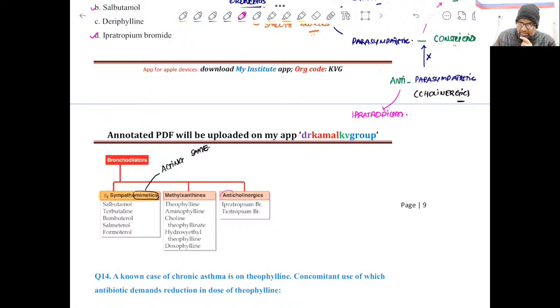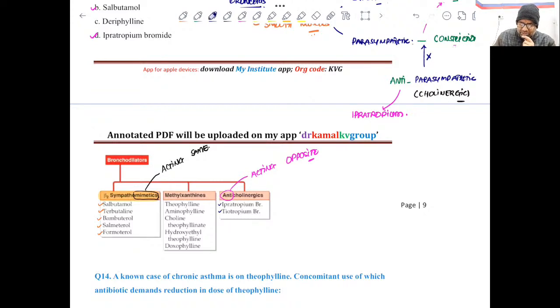Anticholinergics. Now, anti means acting opposite. So I think this will help you in understanding why we use beta-2 sympathomimetics or why we use anticholinergic in bronchial asthma, right? The examples for beta-2 sympathomimetics are salbutamol, terbutaline, bambuterol, salmeterol, formoterol. And for anticholinergics, we can use ipratropium and tiotropium.